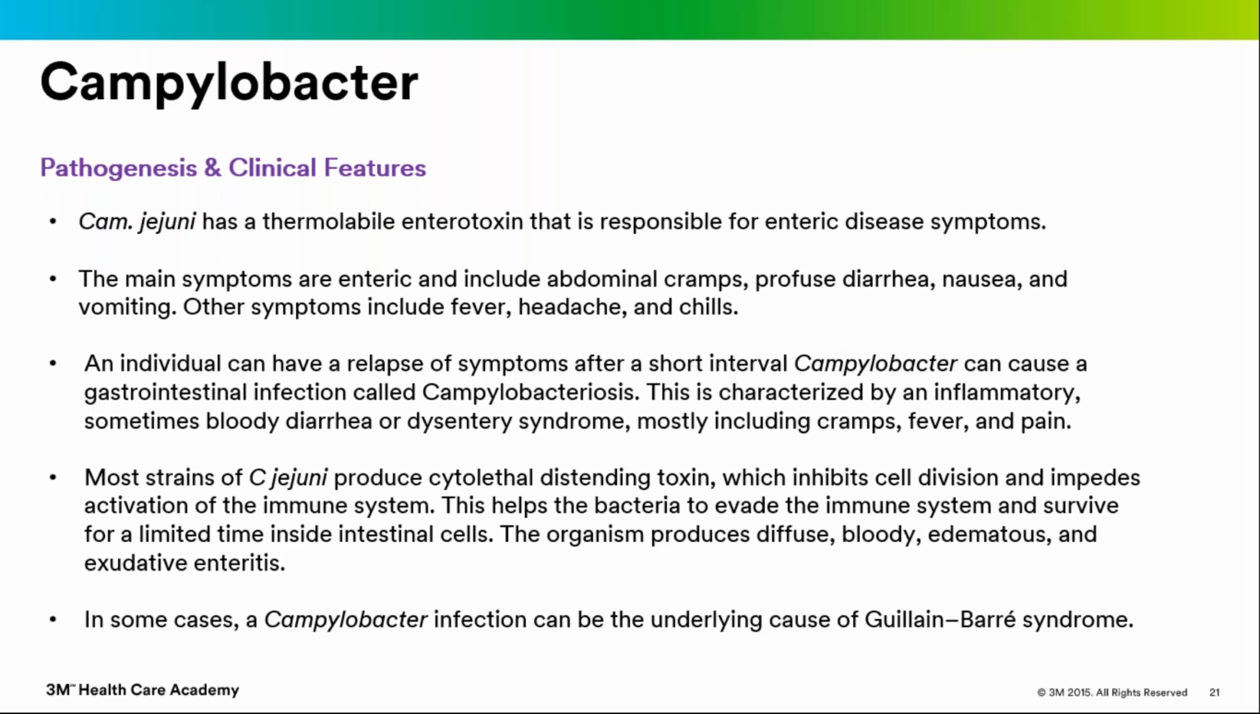This is characterized by an inflammatory, sometimes bloody diarrhea or dysentery syndrome, mostly including cramps, fever, and pain. Most strains of C. jejuni produce cytolethal distending toxin, which inhibits cell division and impedes activation of the immune system. This helps the bacteria to evade the immune system and survive for a limited time inside intestinal cells. The organism produces diffuse bloody, edematous and exudative enteritis. In some cases, a Campylobacter infection can be the underlying cause of Guillain-Barré syndrome.